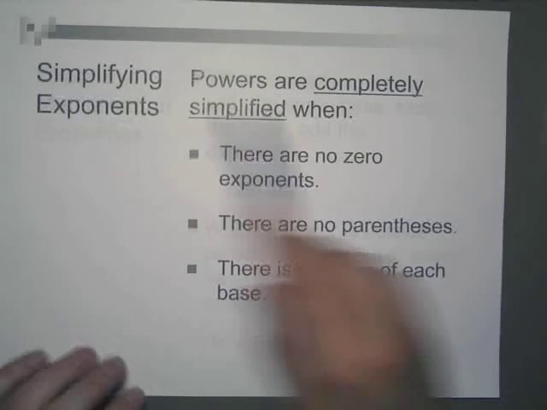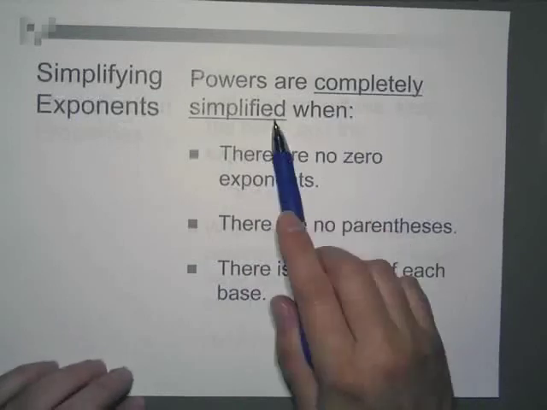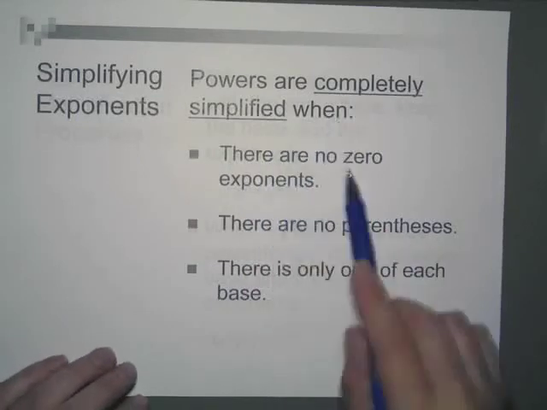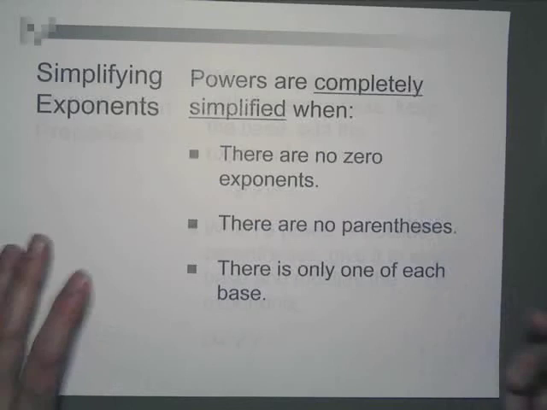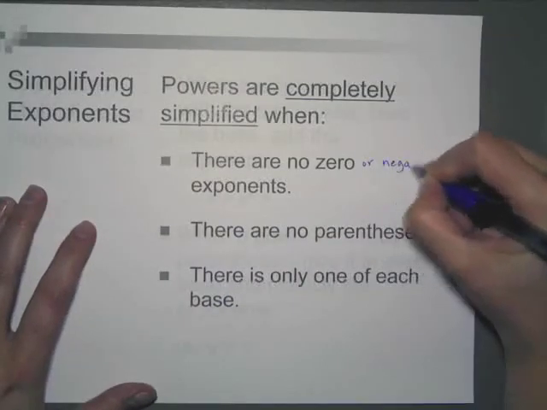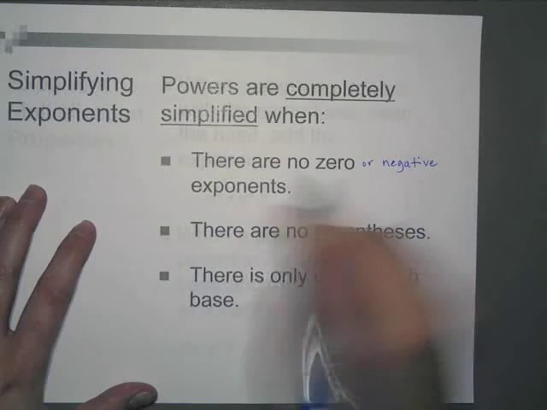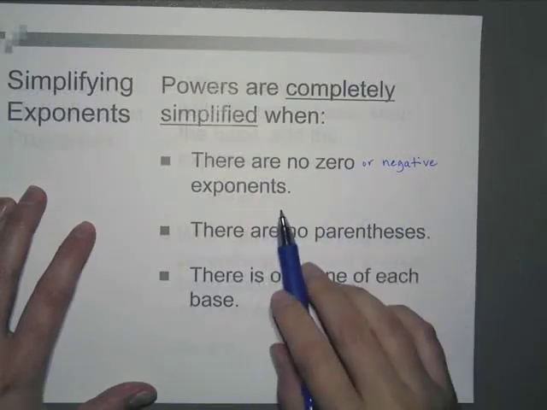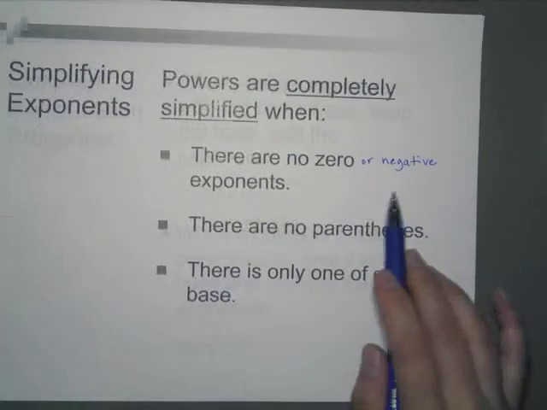When are we done? They are completely simplified when there are no zero exponents, and I'm actually going to add to this: there are no zero or negative. So go ahead and add that in your notes packet. Okay, there are no zero or negative exponents. So in the end of our problem, we will have no zeros and no negative exponents.